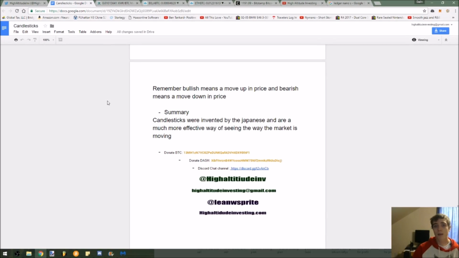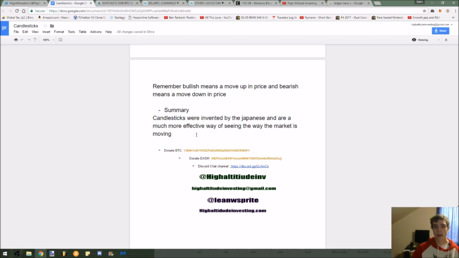So basically just a summary is that they were invented by the Japanese. Bullish means a price in the move up. Bearish means a price in the move down. And they're a much more effective, efficient, and accurate way to see what way the market is moving.